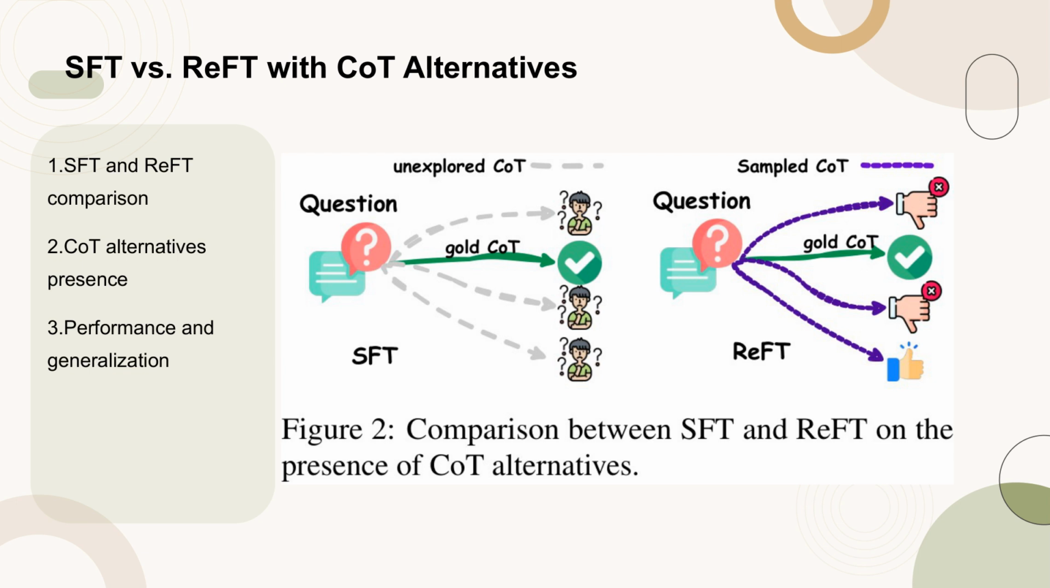Figure 2 illustrates the contrast between supervised fine-tuning, SFT, and reinforced fine-tuning, ReFT, in the context of chain-of-thought, COT, alternatives. It highlights how ReFT, through the use of reinforcement learning, can sample multiple correct reasoning paths or COT annotations, thereby enhancing its generalization capabilities in solving mathematical problems compared to SFT. This figure underscores the significant improvement in performance and generalization ability that ReFT demonstrates over SFT, especially when trained on the same dataset without requiring additional or augmented training questions.